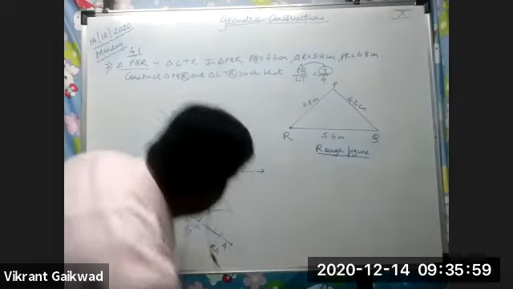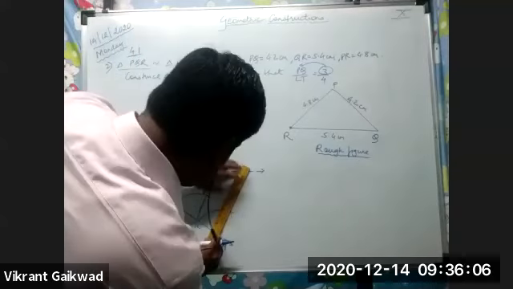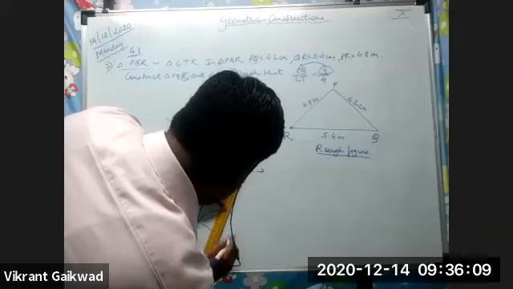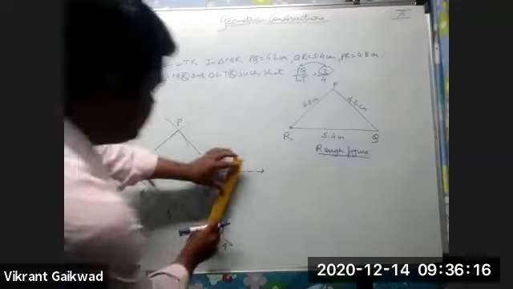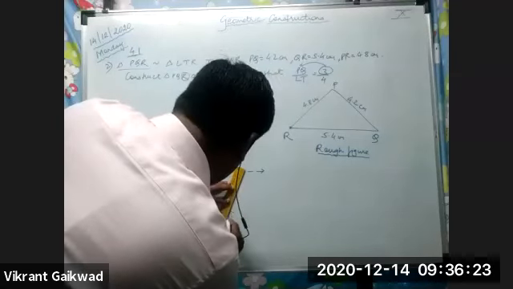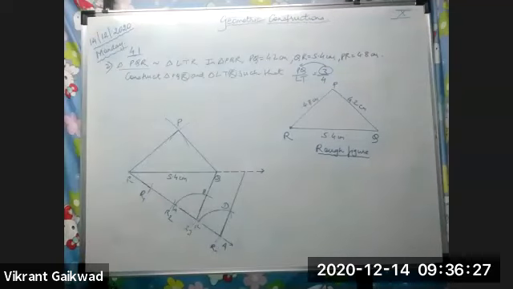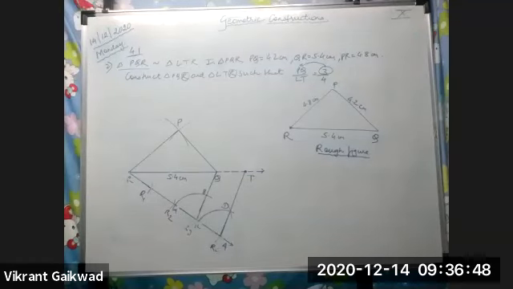So this is point D. Join R4 and D, and extend this line ahead. So you'll get R3Q parallel to R4D. And where it meets, that point is T. Is this clear?